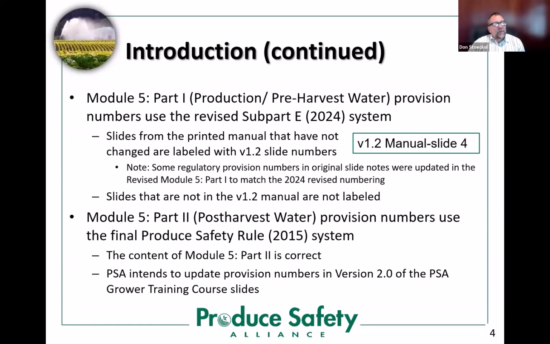Another thing is that especially for trainers, and sometimes for growers, if the trainer is training out of the version 1.2 manual, it's important to know what was in the original manual and what's in the revised handouts. So we did tag the slides that are the same as the original manual with the, in this example, we show version 1.2 of the manual, slide 4.